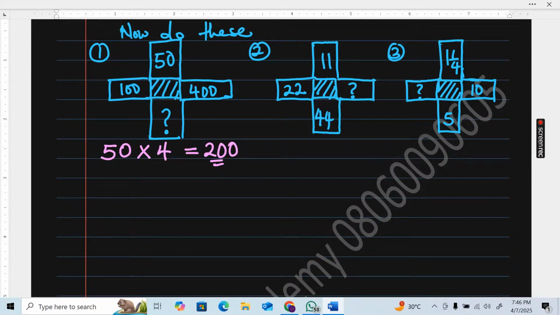Somebody will ask us, where did we get 4 from? 4 is a number that shows in all our samples. You must have seen how I got the answer in the sample. 4 is a common factor to all the diagrams. So that is why we are using 4.